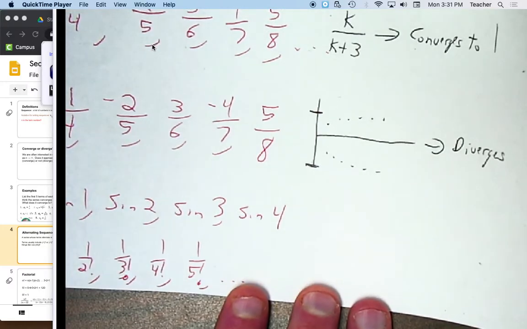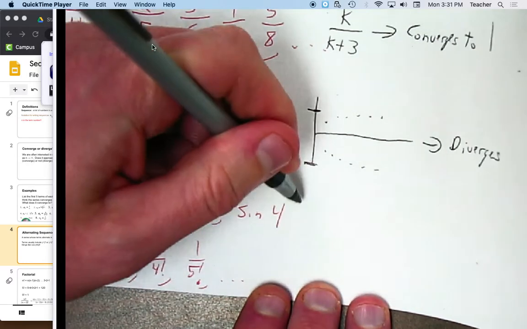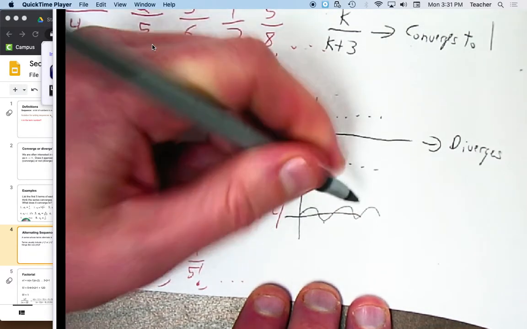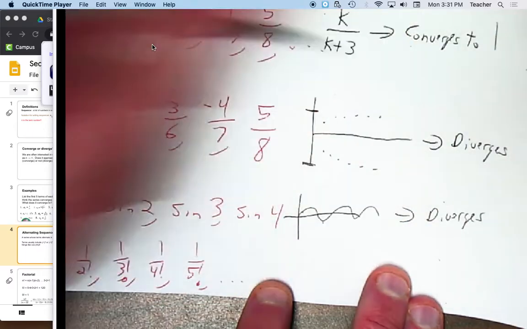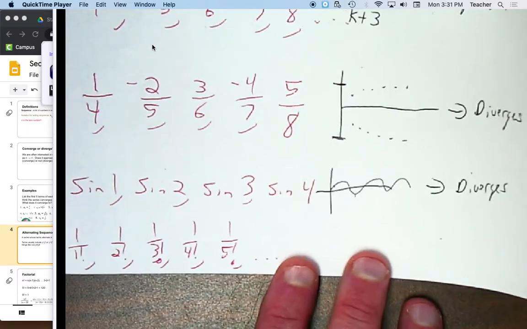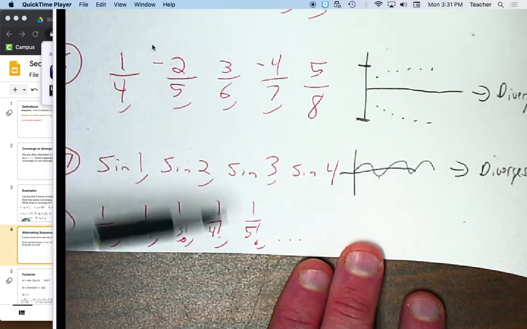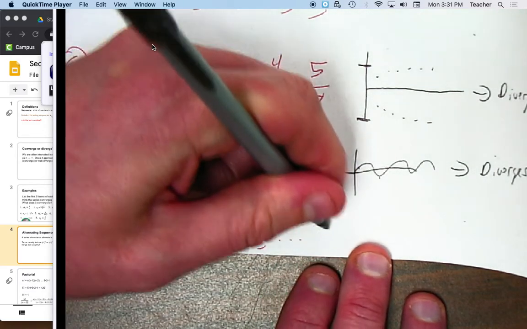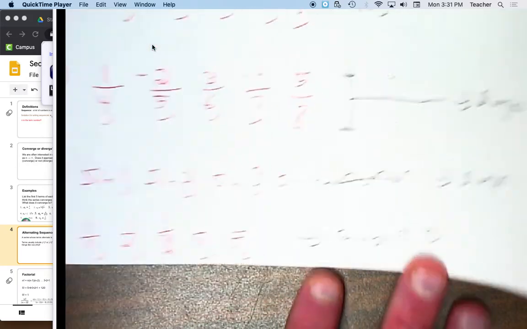Sine of 1, 2, 3, 4. Most of us don't know what these answers are off the top of our head because they're not nice special unit circle values. But we know the sine wave pattern it follows. It goes up and down and up and down. And so we're basically just picking random dots along this sine wave. Definitely not approaching a specific number. So this diverges. And then last one, factorial. We'll review that in just a second if you weren't familiar with it, if you don't remember it. But basically, factorial is something that grows very quickly. So we have 1 over a really huge number. And this is definitely going to converge to 0.